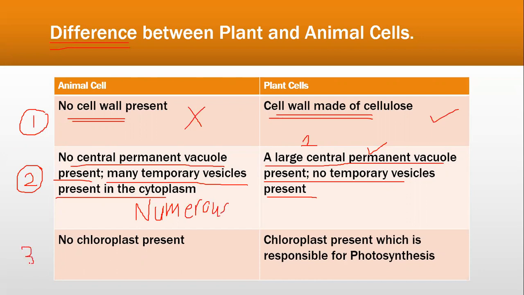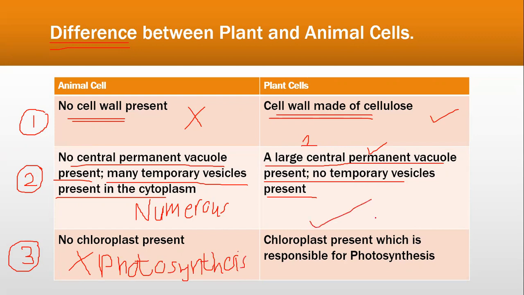After this, the third difference is that animal cells do not have a chloroplast. Why? Because we do not carry out photosynthesis. Humans, animals, mammals, birds, insects, what are we all? We do not carry out photosynthesis because we can eat our own food. Whereas in plant cells, chloroplasts are present because they contain the pigment chlorophyll needed for photosynthesis. So the plants can make their own food.